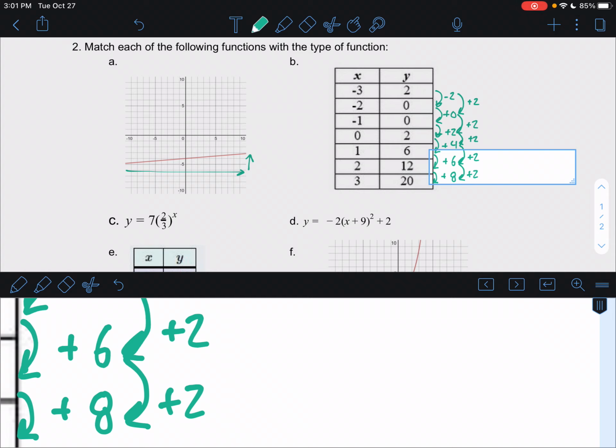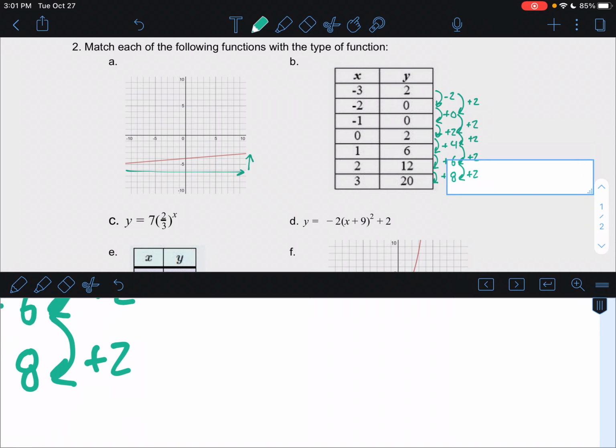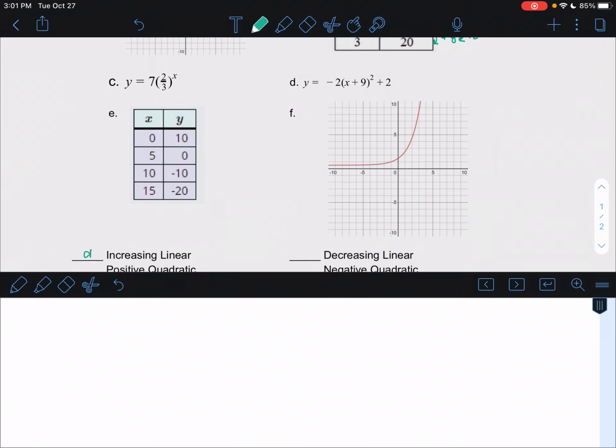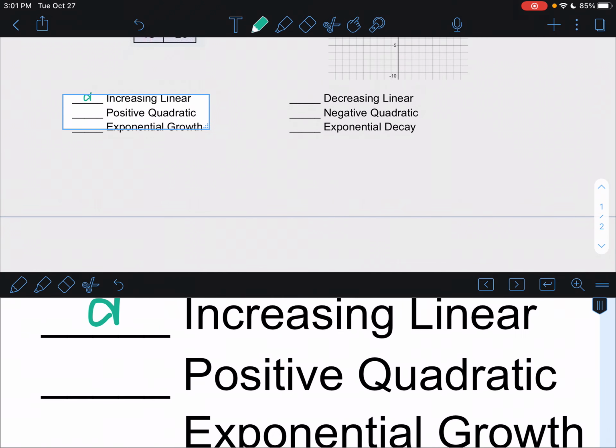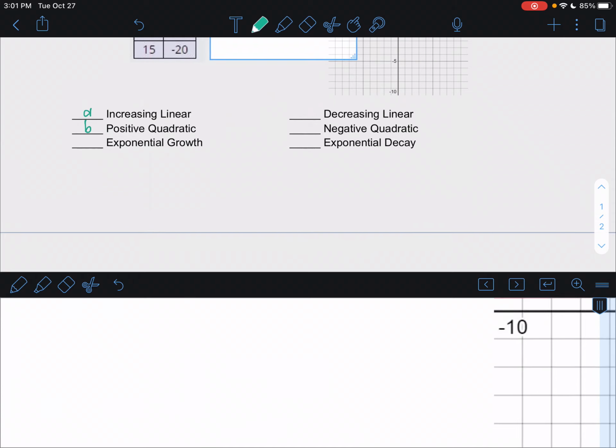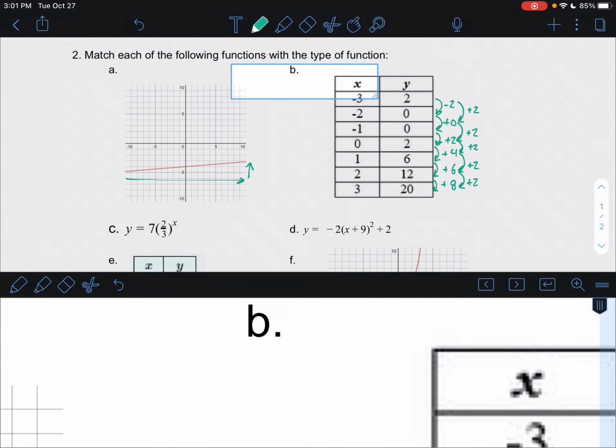And because the second order is plus 2 each time, I know it's going to be positive quadratic. So B is positive quadratic. If it was -2, it would be negative quadratic.